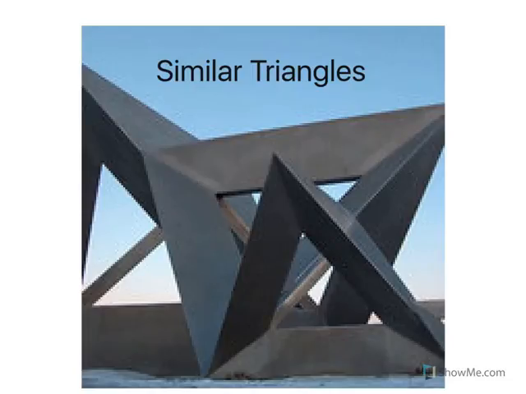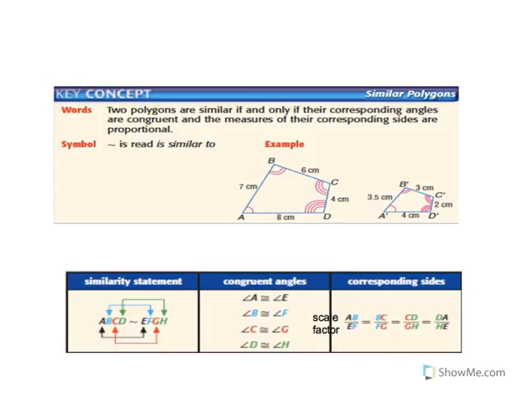At this point, you're familiar with congruent triangles. We learned that congruent triangles have the same size and the same shape. Today we're learning about something a little different. They're called similar triangles. Now, two polygons are similar if and only if their corresponding angles are congruent and the measures of their corresponding sides are proportional.